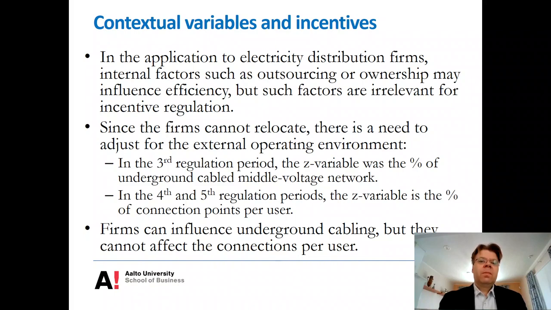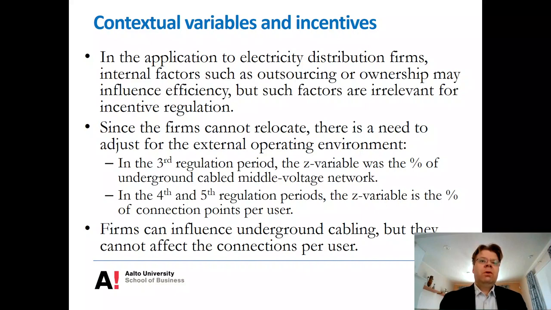So that was used as the Z variable during that time, from 2012 to 2016. However, from the point of view of incentives, there is of course an issue that if we start to reward the companies for a high percentage of underground cabled networks, then this is not really beyond the control of the companies. So this is in some sense within the control of the firms. So this was one of the factors that led many companies to increase their underground cable part. There are of course also other incentives for them to do that, but this was one of them.